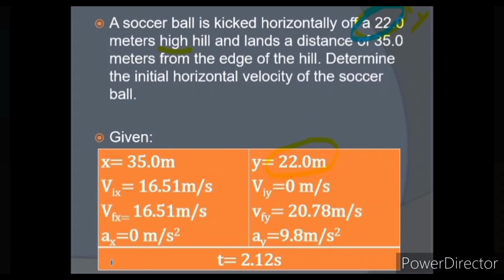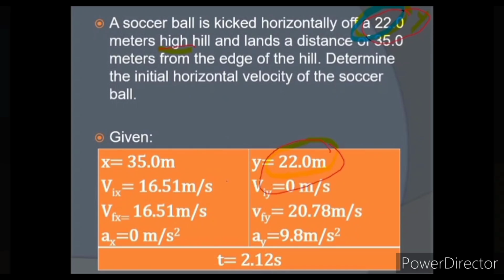I still can't see it, so I'll try another color. Red, maybe. Wait. So, it says off at 22 meters high. High is what it refers to. So, that would be your height.